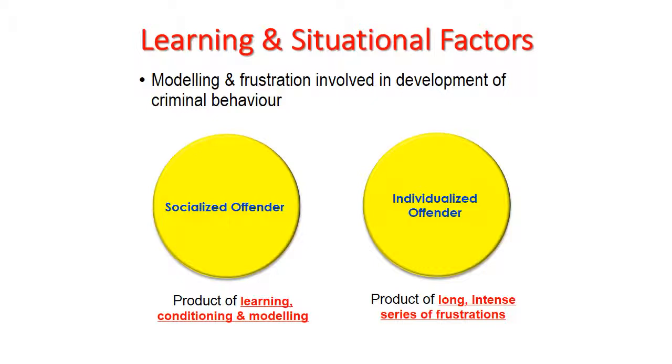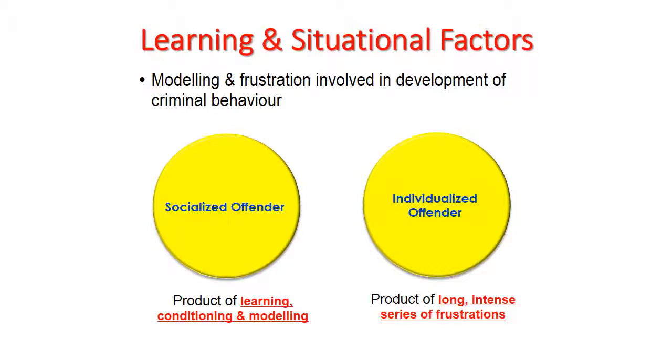Learning and situational theories propose that both modeling, that is, observing and then repeating the behaviors of somebody that they look up to, and frustration, whether it is intense and short term or prolonged and long term, can both be involved in the development of criminal or deviant behaviors. Both these factors, as mentioned earlier, can result in criminal behaviors, but they are likely to produce very different types of criminals.